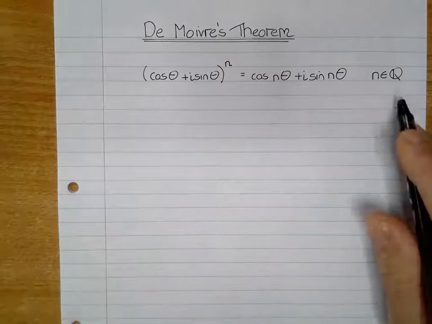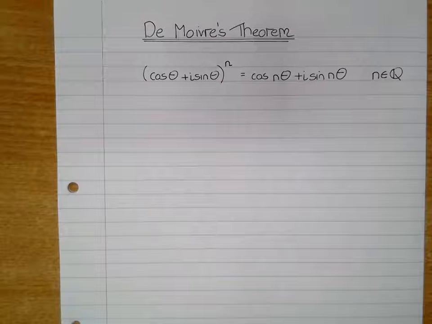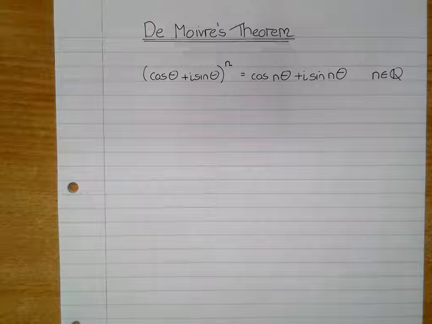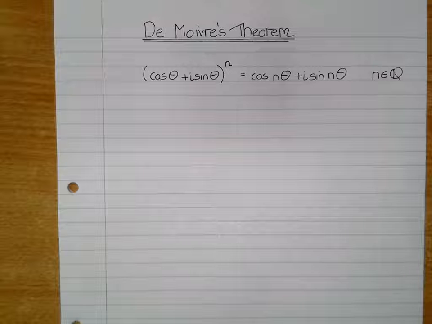Have you seen this notation before? Q is the rational number set. It's not quite as big as the real numbers. It's all the real numbers that can be written as fractions. So basically, n does not have to be a whole number. It doesn't even have to be positive, and this result does in fact hold, which is quite a remarkable result, really.